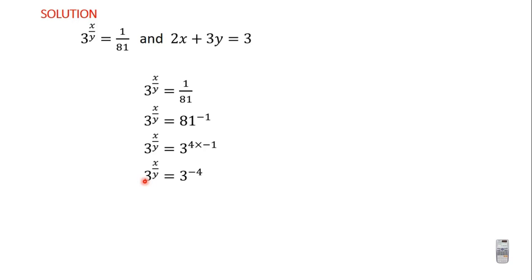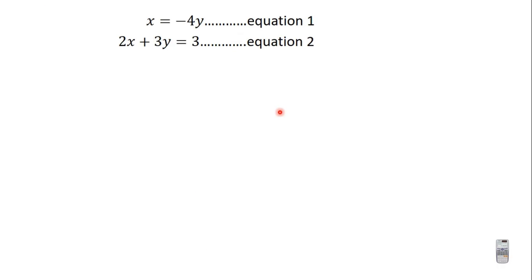So the base on the left hand side is 3, the base on the right hand side is 3. So we can equate the exponents. So we have x divided by y is equal to minus 4. And if you multiply the left hand side by y, the right hand side by y, you have x is equal to minus 4y. So we have reduced this equation here to another linear equation. So this is our equation 1 and this is our equation 2. We can solve equation 1 and equation 2 simultaneously.